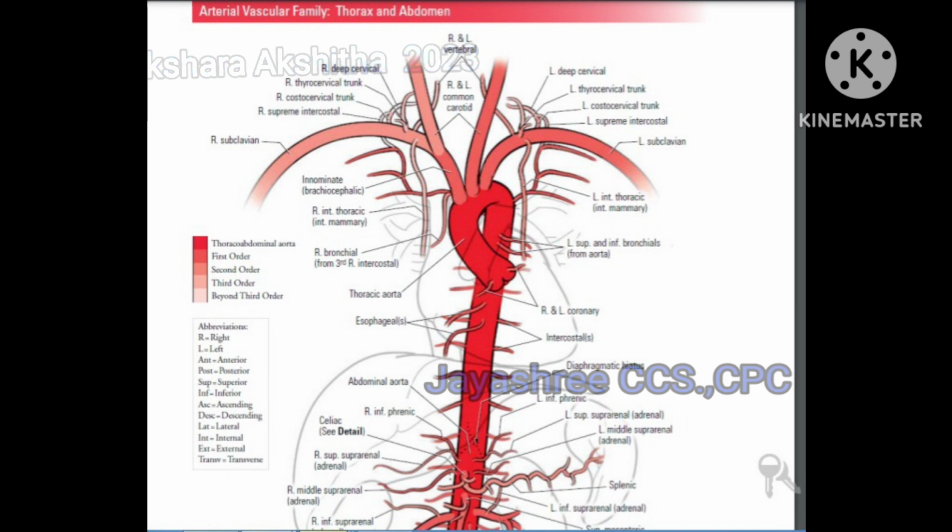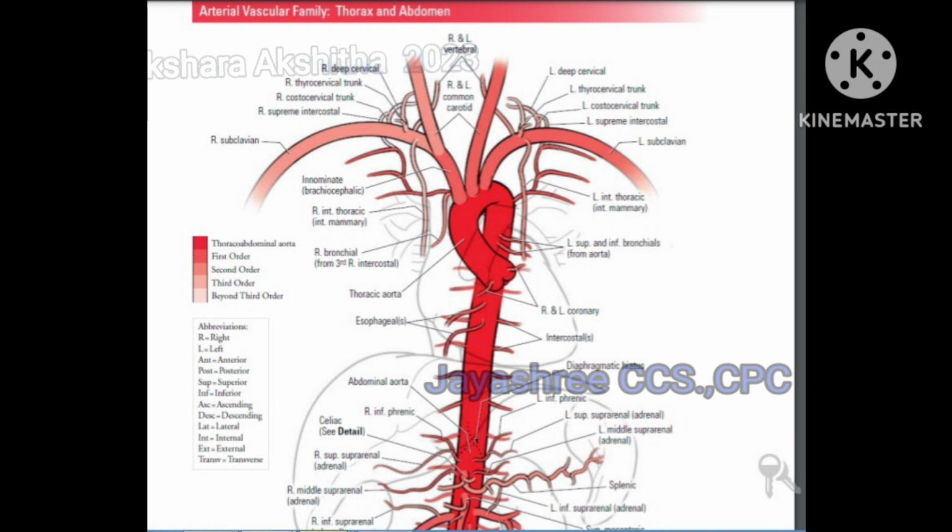Then from that order, one more branch is coming out. What is that? From the left subclavian artery, the left vertebral artery comes out. So the left vertebral artery is second order. Now you can identify: first order means branches directly from the aorta.